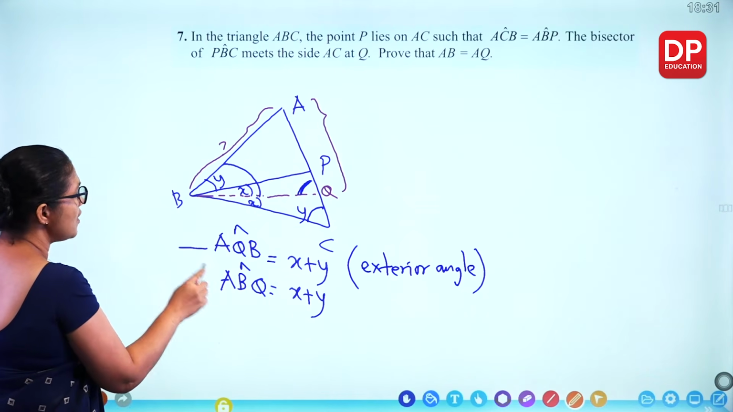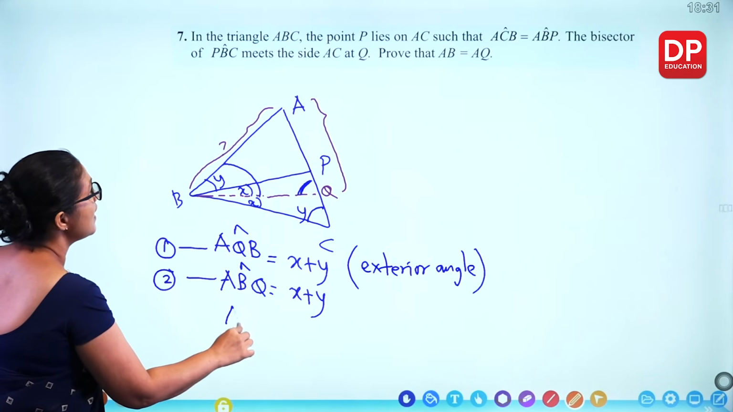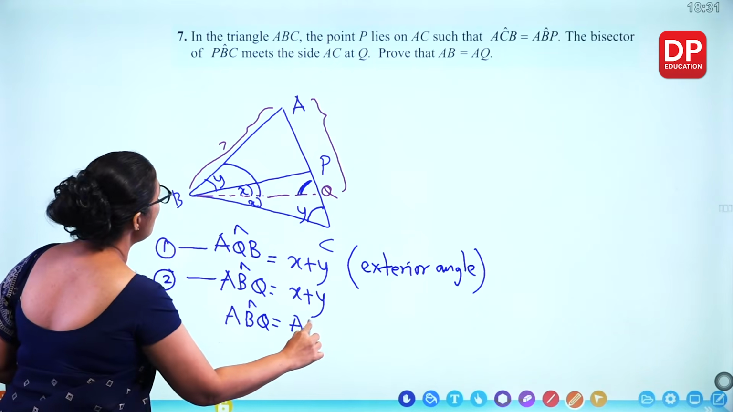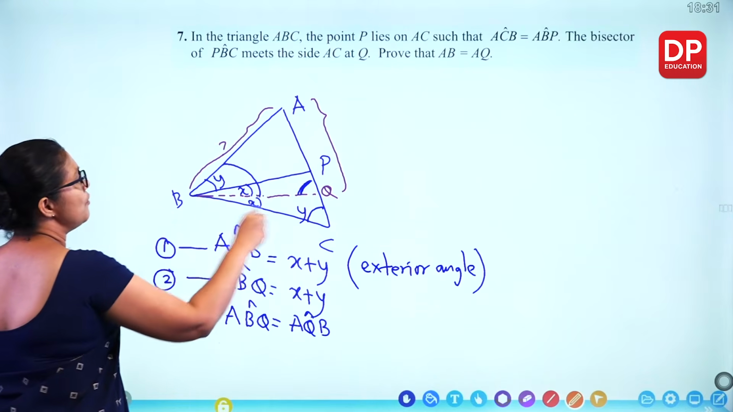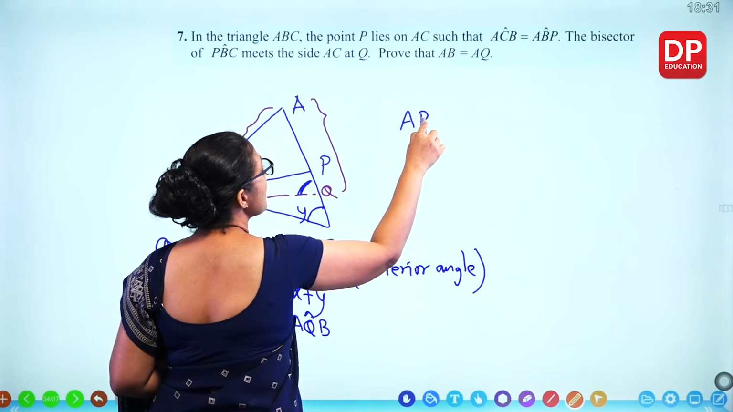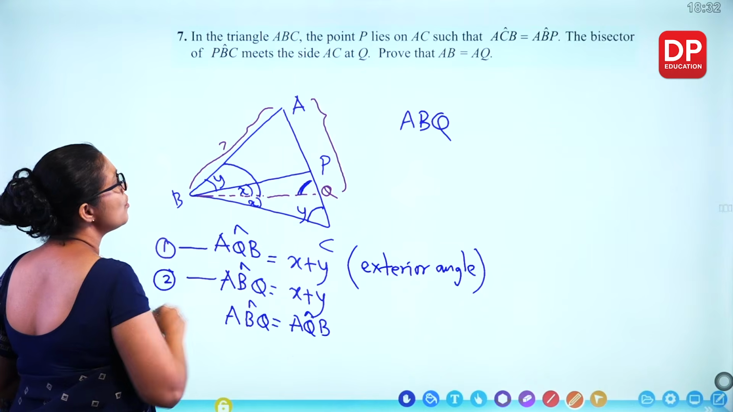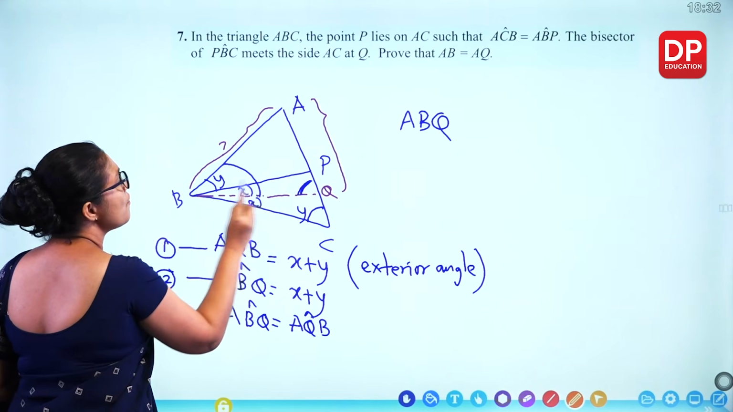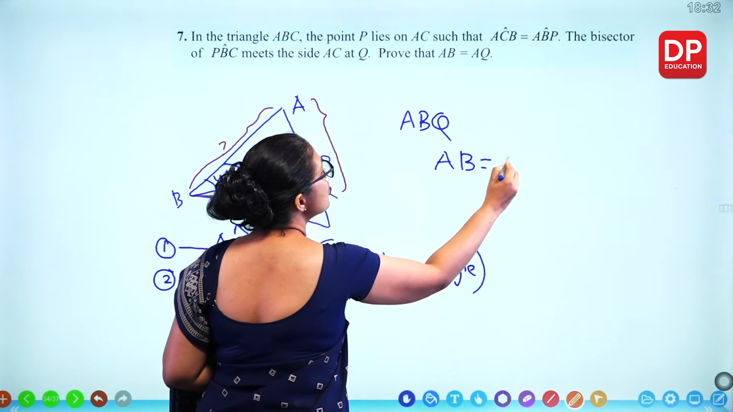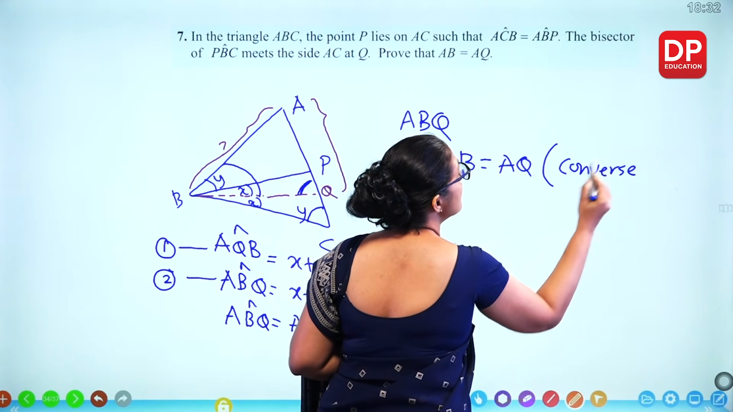Now, what can you say about these two? Both are X plus Y. So you can say angle ABQ is the same as angle AQB. When you take triangle ABQ, we can see this length is equal to this length because of these two angles. So therefore, you can say AB should be equal to AQ because of the converse of the isosceles triangle theorem.